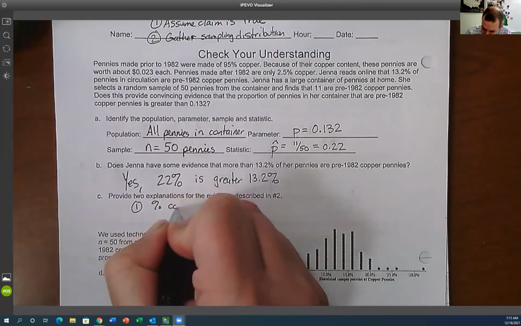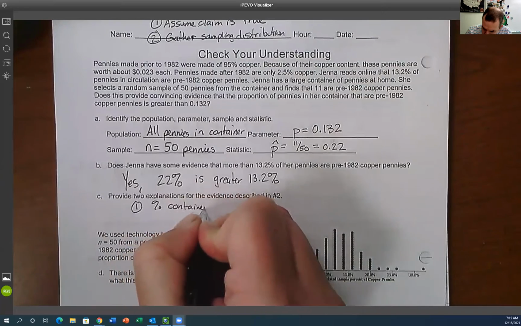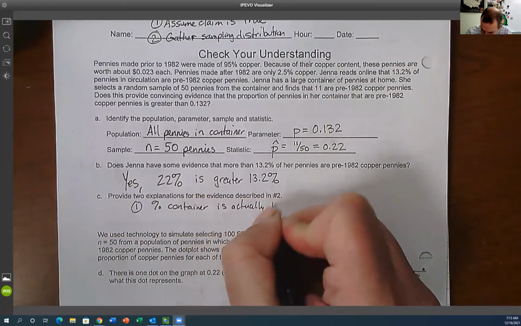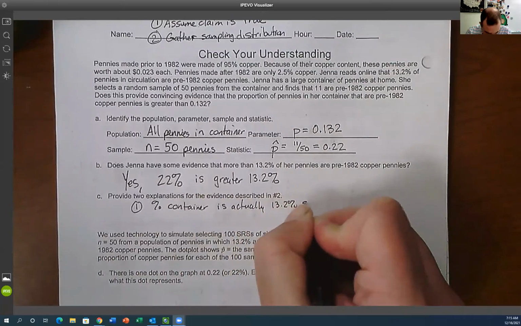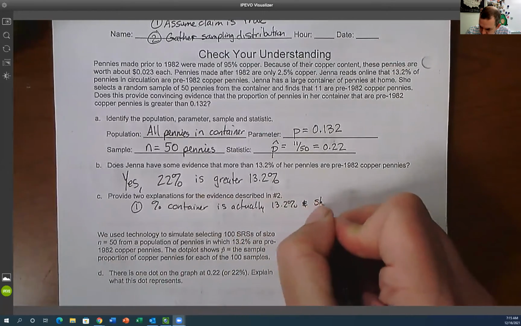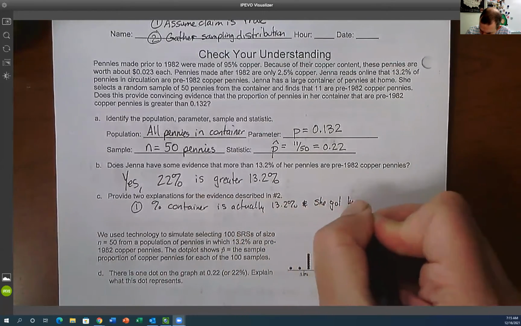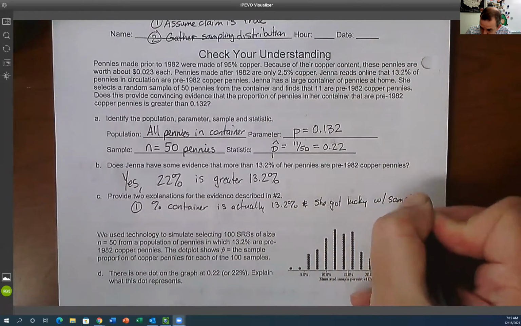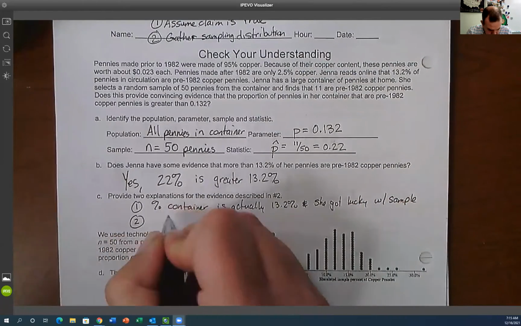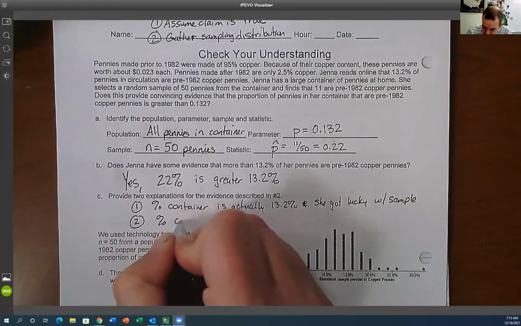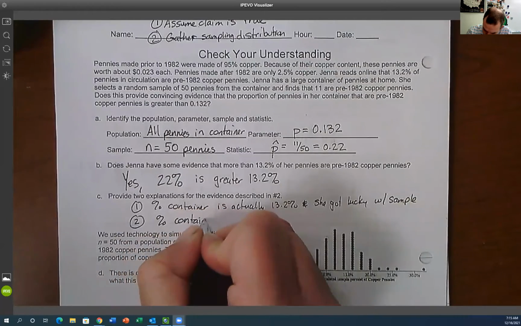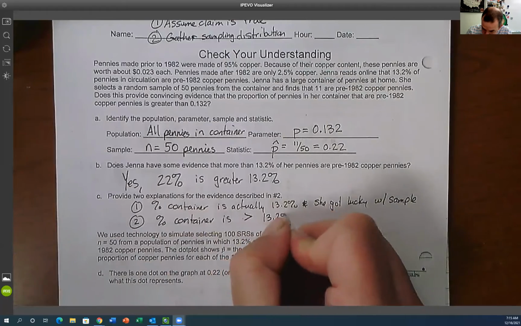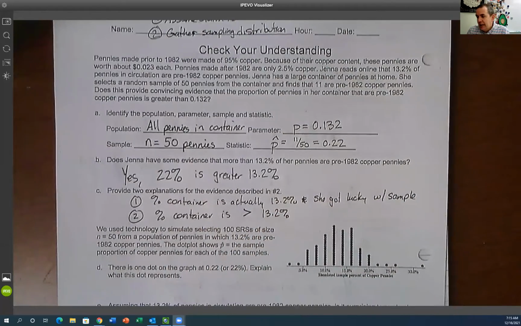So in this case, the two things that could have happened is that the percent in the container is actually 13.2%, and she got lucky with her sample. The other option in this case is that the percent in the container is greater than 13.2%.